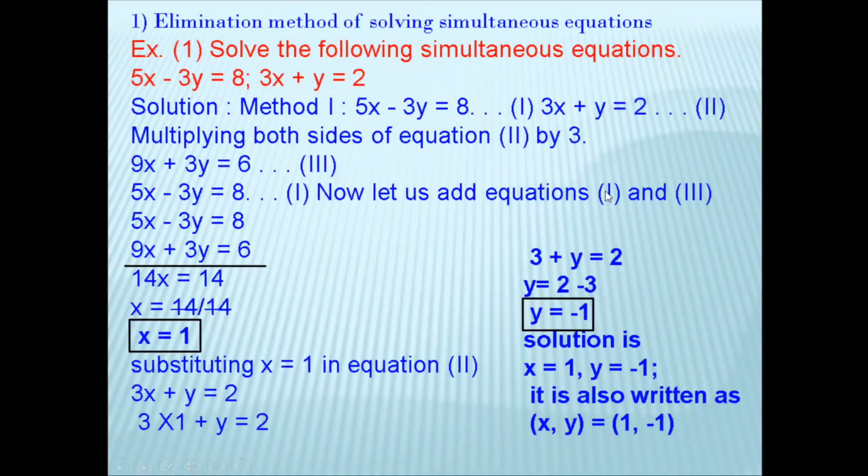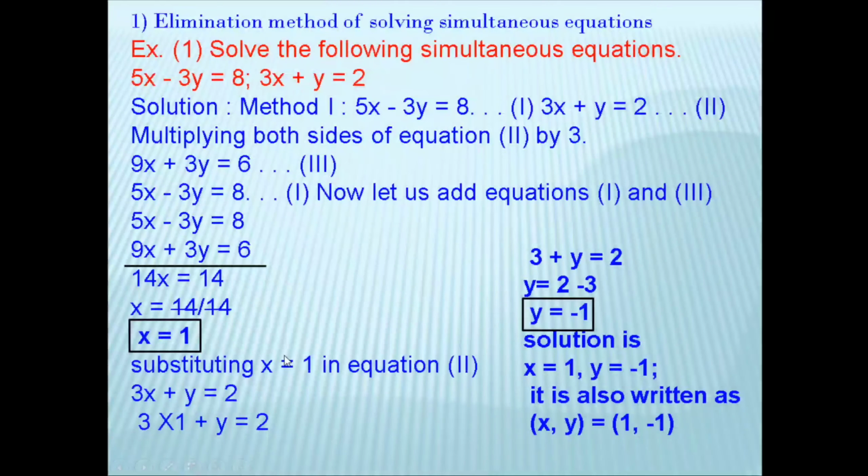Now let us add equation 1 and equation 3. Equation number 1 is 5x minus 3y is equal to 8 and 9x plus 3y is equal to 6. When you will add these two equations, 5x plus 9x is 14x and minus 3y plus 3y is equal to 0. 8 plus 6 is equal to 14. So the value of x is equal to 14 upon 14 is 1. So the value of x is equal to 1.